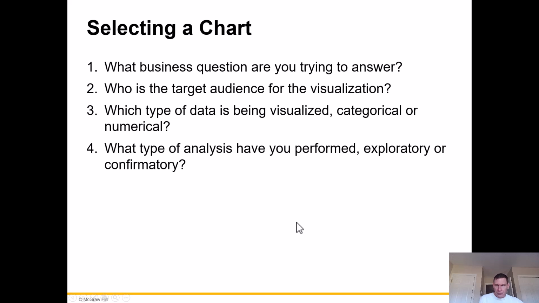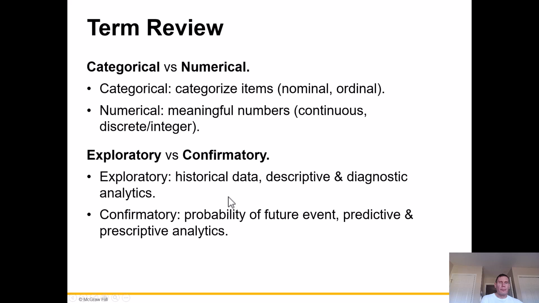So, selecting a chart. Here are some questions to help guide you when you're trying to select a chart. The first is, what business question are you trying to answer? Number two, who is the target audience for the visualization? Number three, which type of data is being visualized, categorical or numerical? And number four, what type of analysis have you performed, exploratory or confirmatory?